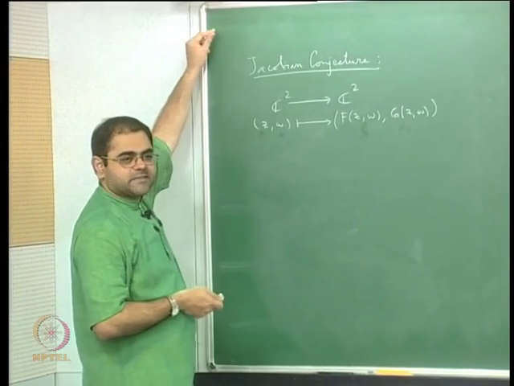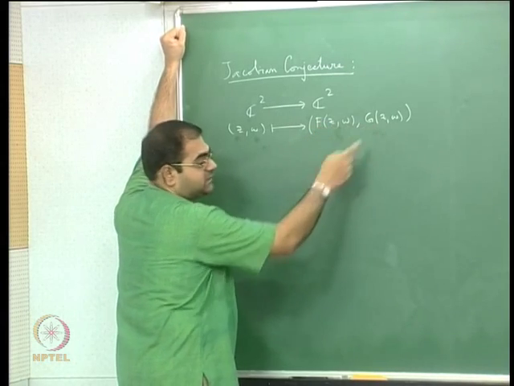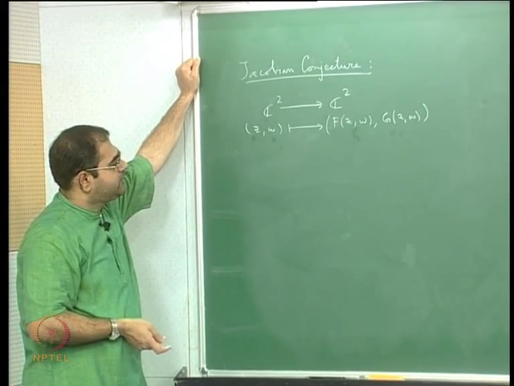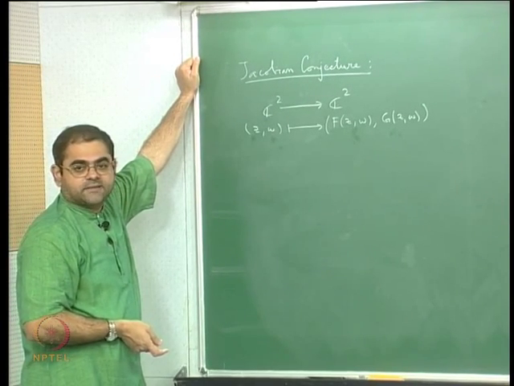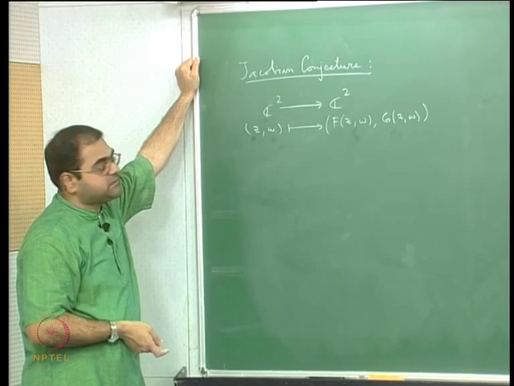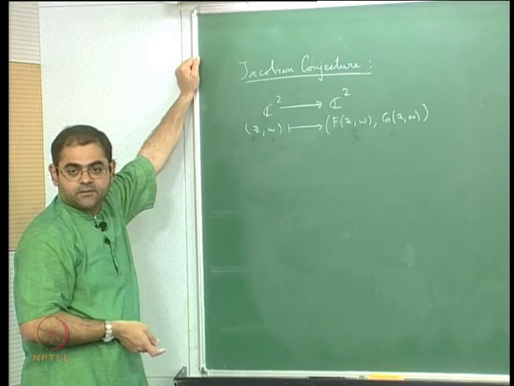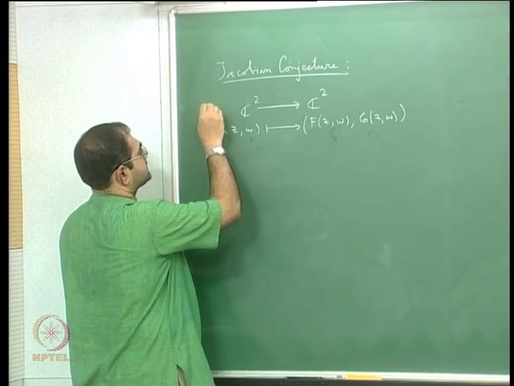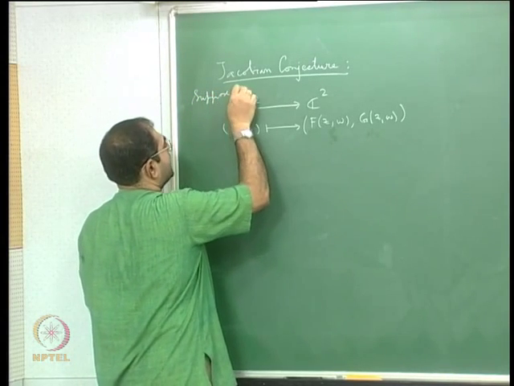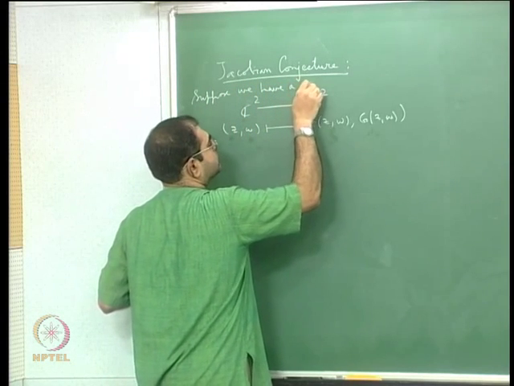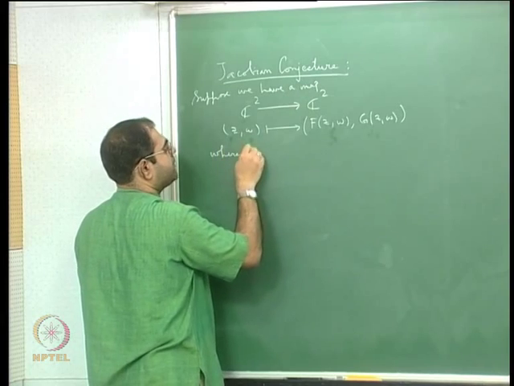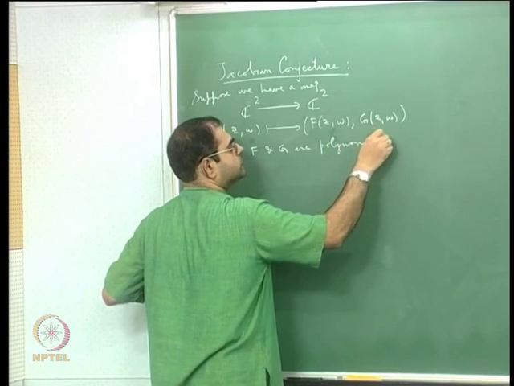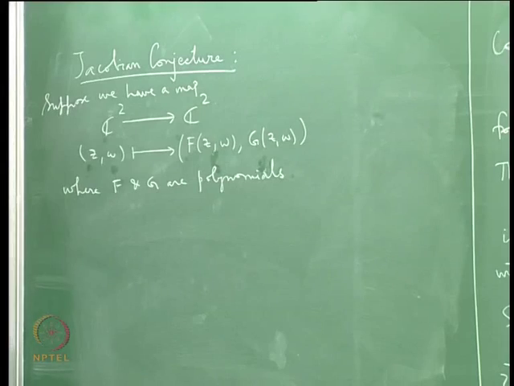In general, the best kind of functions you will think of are that both F and G are, for example, analytic in both variables, okay. And in particular, I want to look at the case when F and G are actually polynomials in two variables, okay. Suppose we have a map where capital F and G are polynomials. So F and G are polynomials in the variables Z and W, okay.